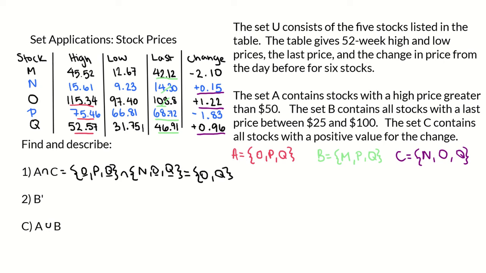Now what does that set mean? Since that's the elements that are both in A and in C, that means the stocks with a high price that's greater than 50 and also with a positive change value.